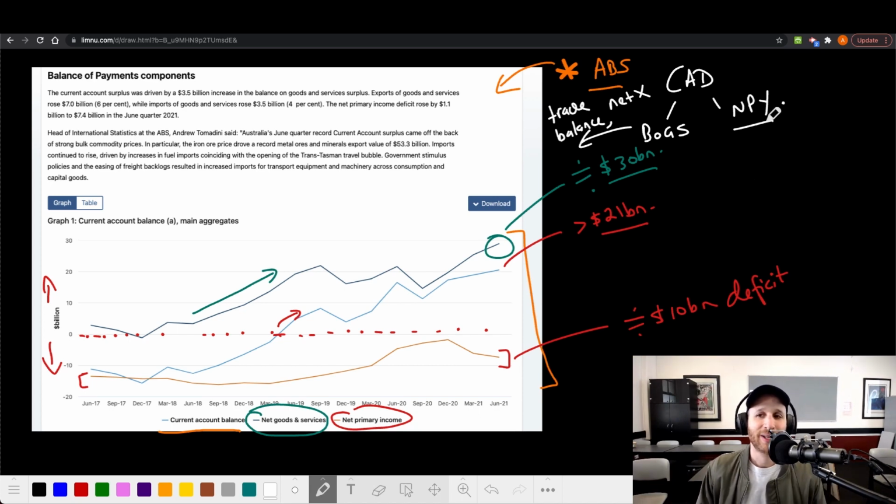Net primary income largely hasn't changed. It is still a large deficit. Australia's a net capital importer, all those sorts of things.